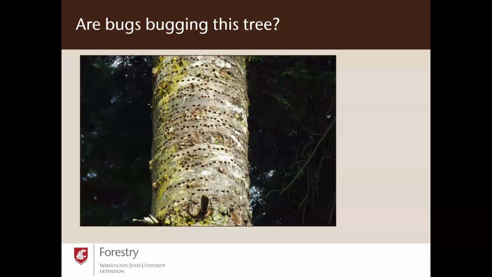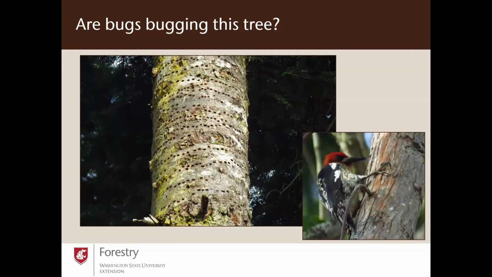Sometimes folks mistake this for bark beetle damage. So here we see a tree and it's got these kind of 1/8 to 1/4 inch holes and they're all in rows. Now, bark beetle holes are like pinholes and they're just random around the tree. When you see these larger holes and you see them in rows, that's not a bug. By golly, that's a bird. So here we have a photo of the culprit here, the red-breasted sapsucker.